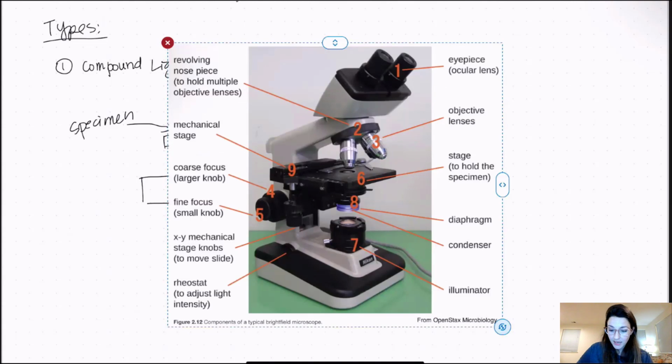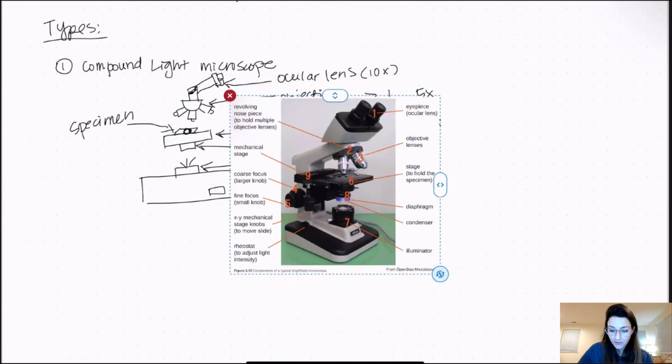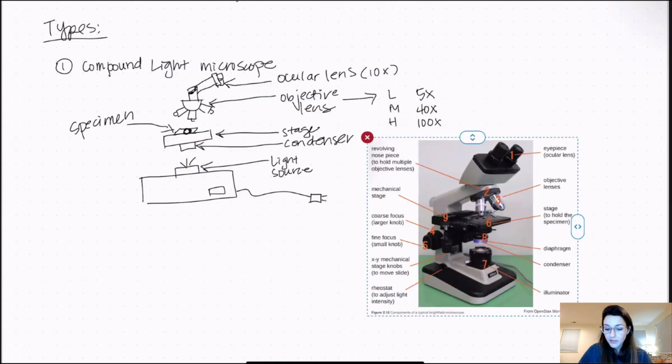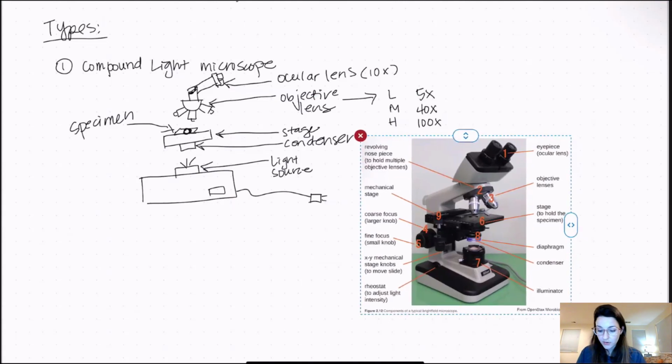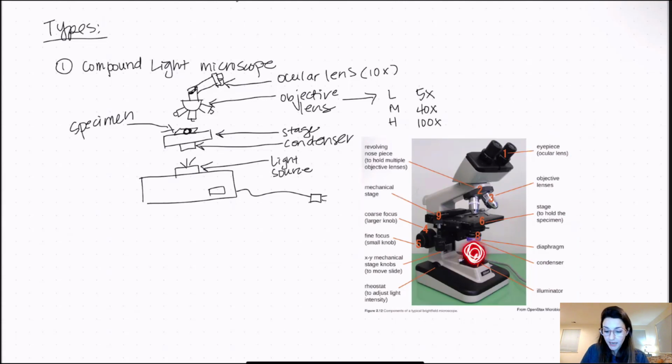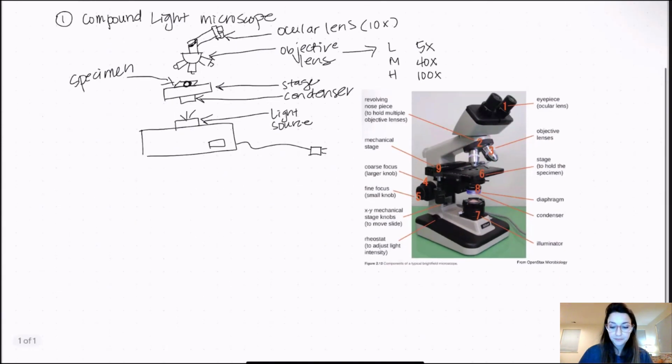So here's what it looks like in real life. Much fancier than what I've drawn you. This is what you'll find in a normal biology classroom. Notice that we have our light source here, emitting light. There's that condenser going through, those objective lenses bouncing off a mirror, and then out that eyepiece, that ocular lens. And notice that our objectives are on this rotating thing, so you can change how zoomed in you are. So that's a compound light microscope.